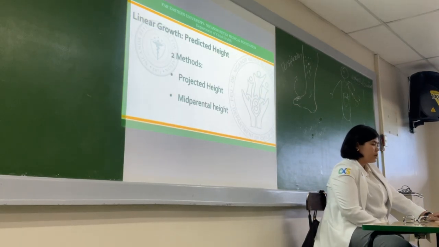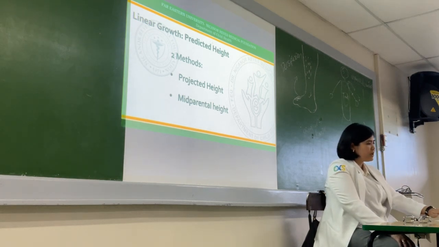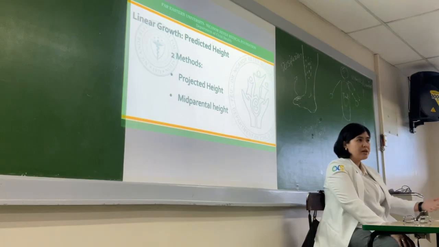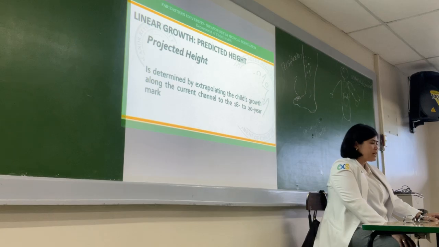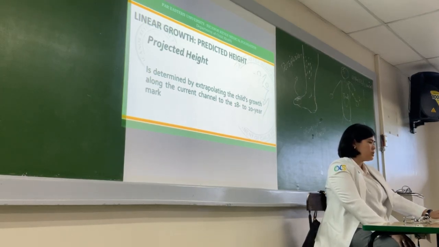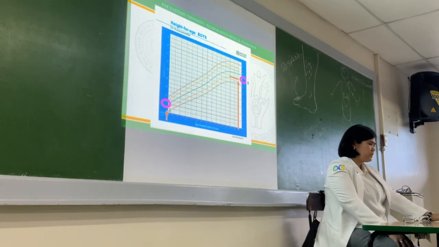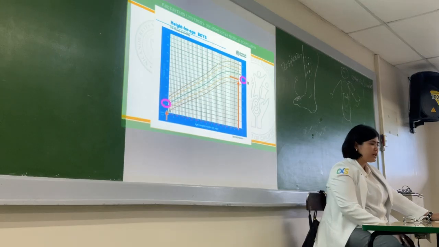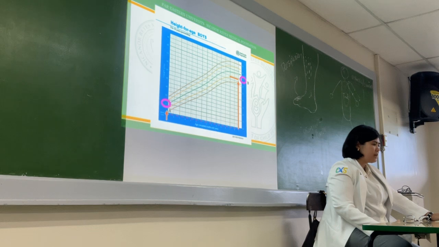So there are two methods to measure the predicted height. One is projected height and the other is mid-parental height. That's why you also get to measure the parents' height. Projected height is determined by extrapolating the child's growth along the current channel to the 18 to 20-year mark, so it can be compared with a calculated mid-parental height to determine if the child's growth is consistent with their genetic potential.